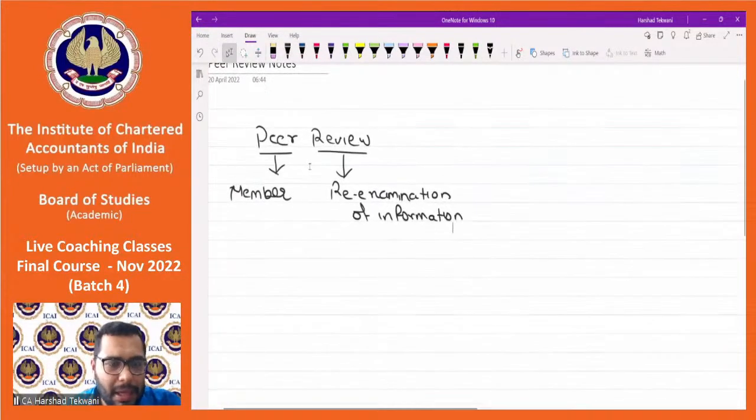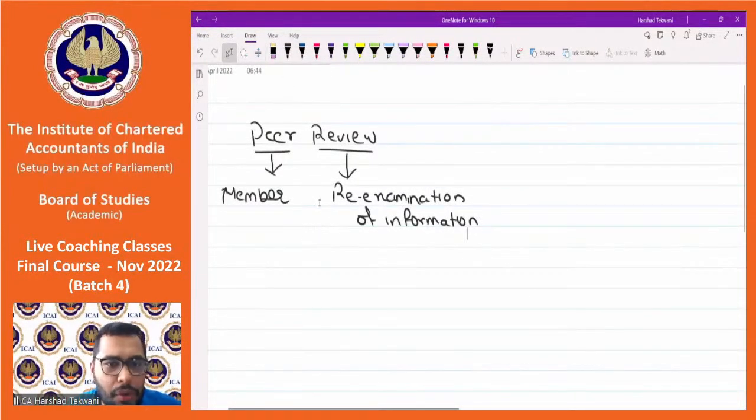So peer review means that a member of the institute conducts a re-examination of the information which is under the scope of the review, to ensure certain things. Now, which are those things, we'll see in a while, but that's a peer review. It's an old concept. It has been there since long. It is examined by one of the members with respect to some compliance. They examine the data, they examine some information, and on the basis of that, they issue a report. That's the crux of the peer review.